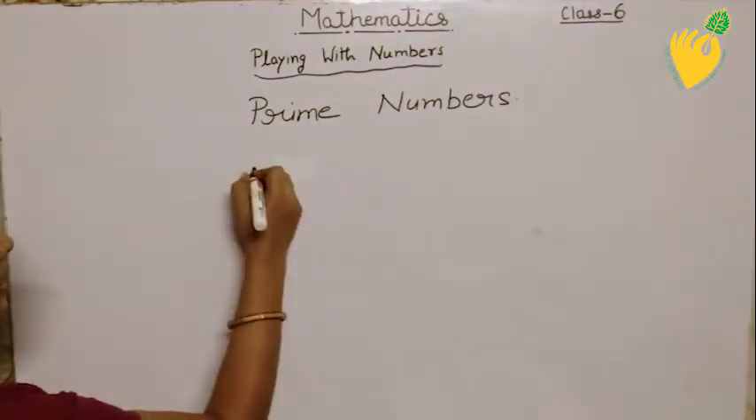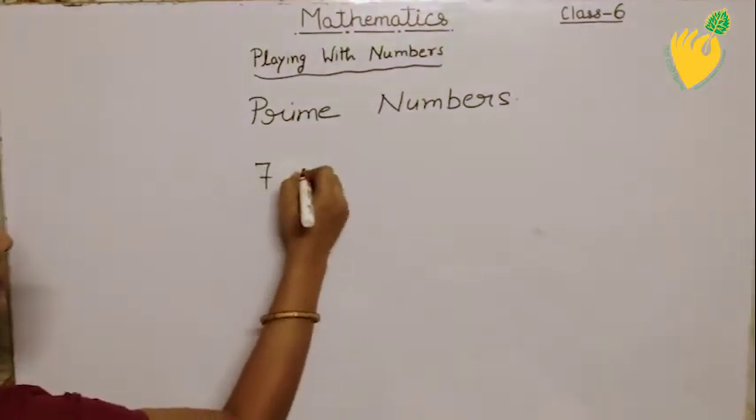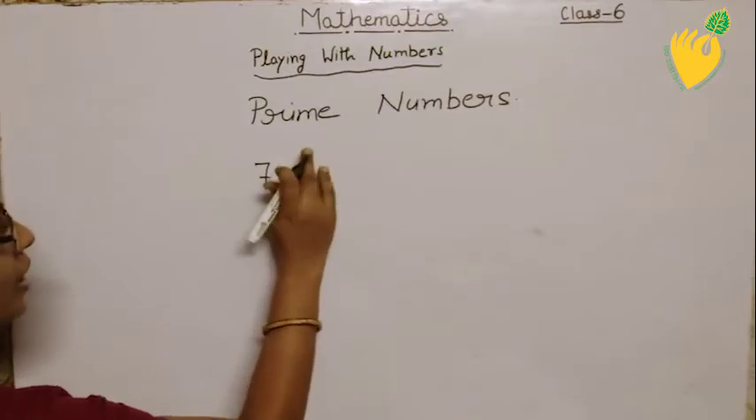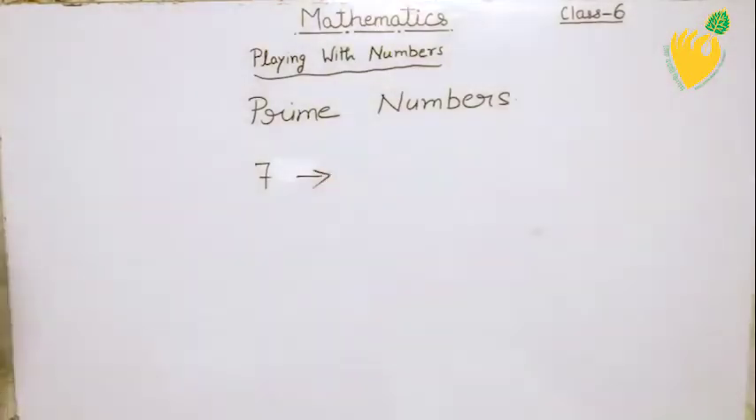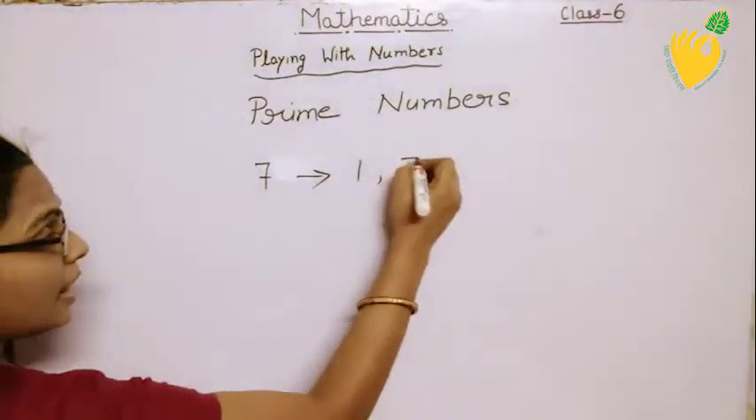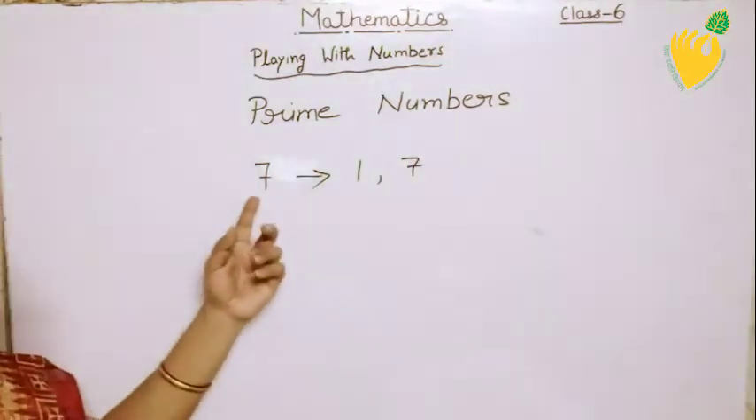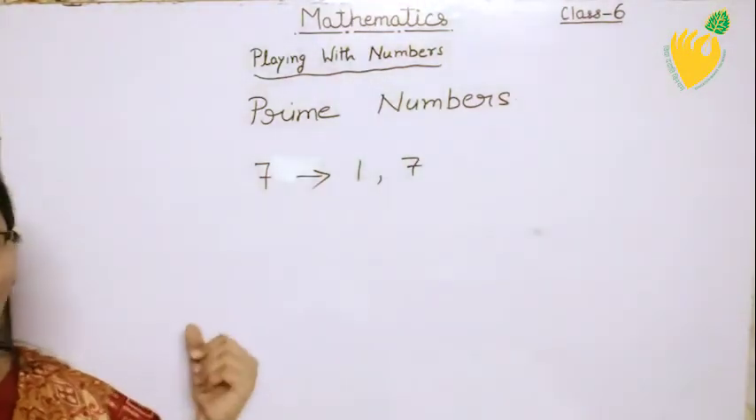Suppose, students, a number is 7. So how many factors does 7 have, students? Only 1 and 7. Can we divide 7 by any number? No.